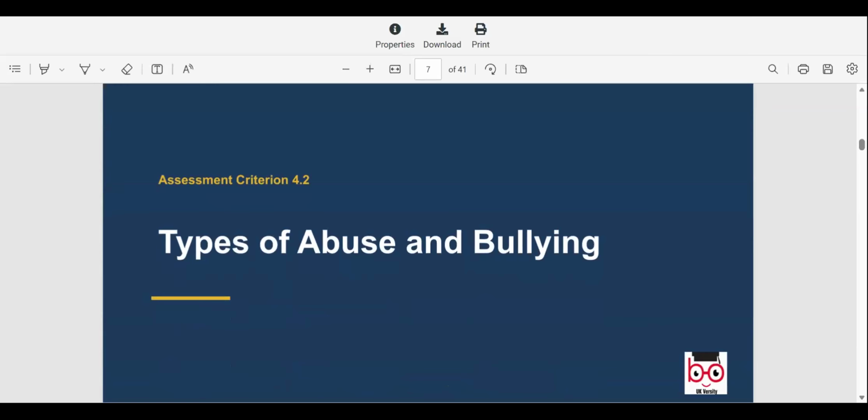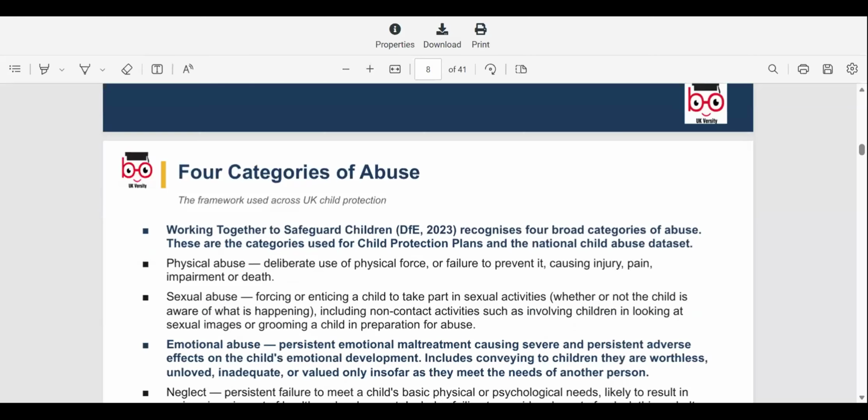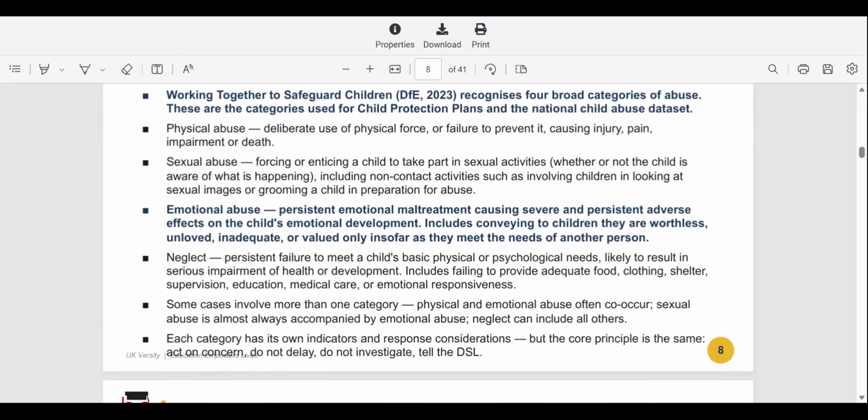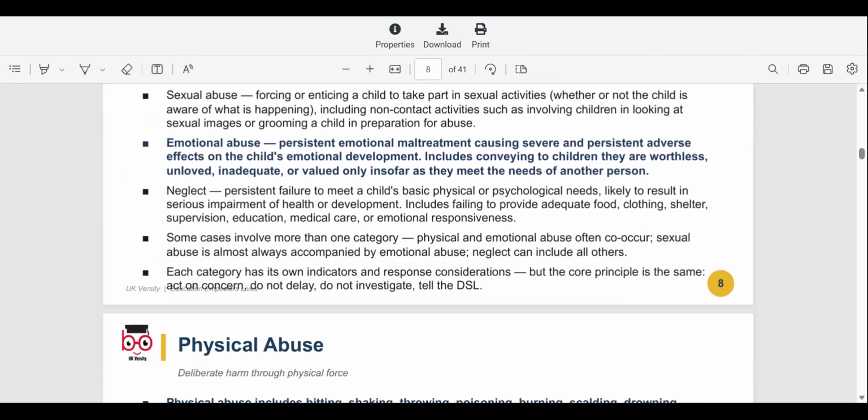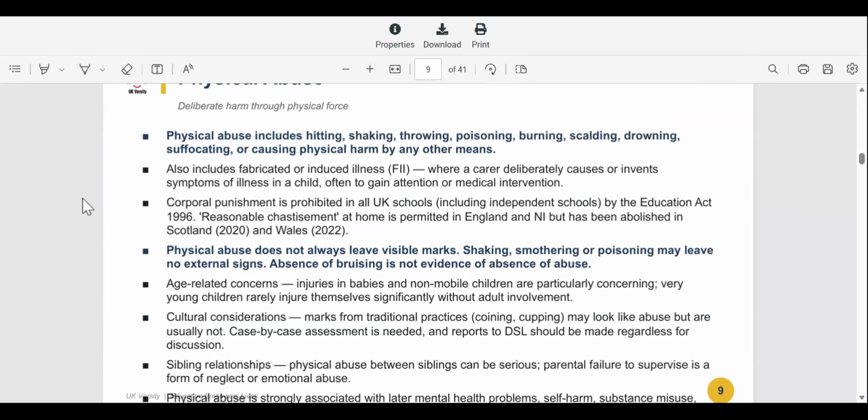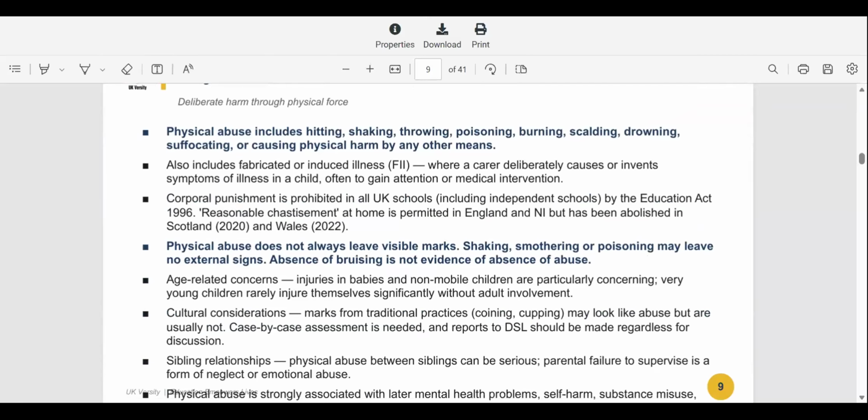Assessment criteria 4.2, types of abuse and bullying. There are 4 types, so we're going to look at the 4 different types of abuse. You've got physical, emotional, neglect, and sexual. The first one is physical abuse, which includes things like hitting.